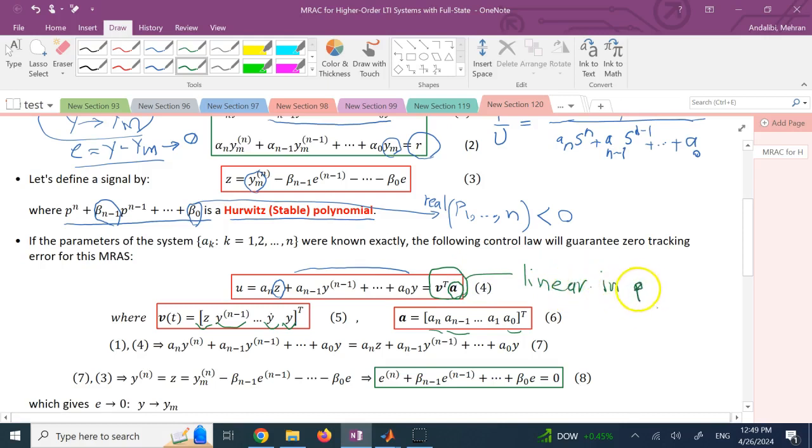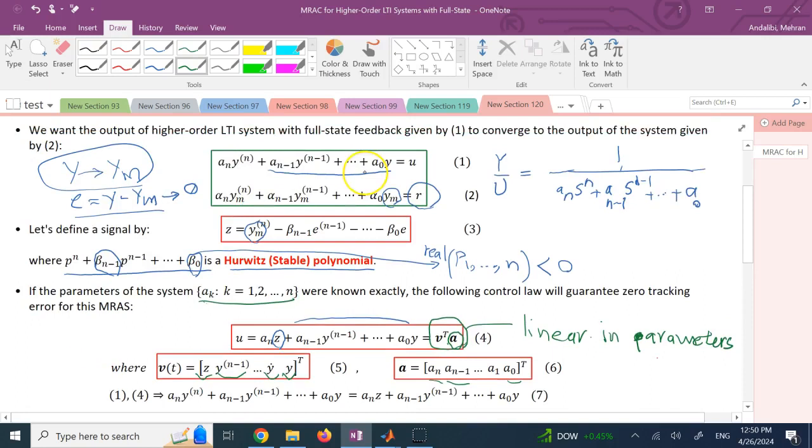which I have explained in one of my other videos. What does it mean when we say the equations of motion are linear in parameters? That's the meaning. So first, before I say that these parameters a of the system are unknown, for a moment, let's say they are known. Why do we do that? Because we want to make sure picking control law 4 along with 3 will guarantee zero convergence error.